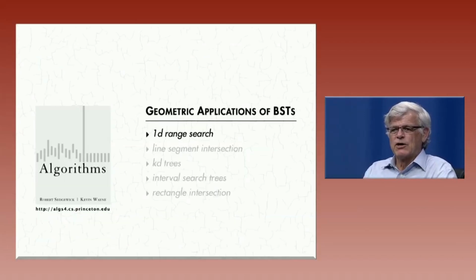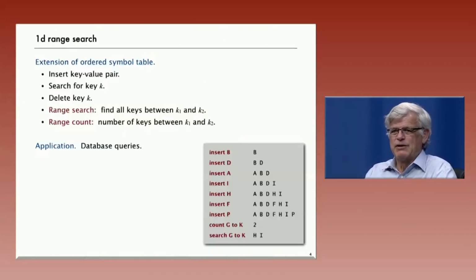So to get started, we're going to look at a simple problem called one-dimensional range search, and it really forms the basis for what we're going to do. It's a little bit of an extension of the ordered symbol table API that we gave before. And we're going to have the operations range search and range count.